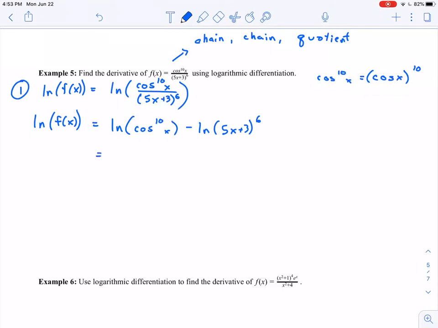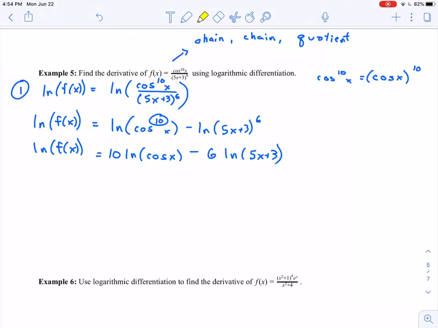So the left-hand side I'm going to leave as natural log of f of x. On the right-hand side, I'm going to rewrite that 10, so I'll have 10 times natural log of cosine of x. So I'm just taking this power and rewriting it as a factor. And then I'm going to do the same thing over here. I'm going to take this power of 6, I'm going to rewrite it as a factor here. So minus 6 times natural log of 5x plus 3. And the goal here is to break down these logarithms as much as we possibly can. You want the parts that are inside of these logarithms to be as simple as possible.